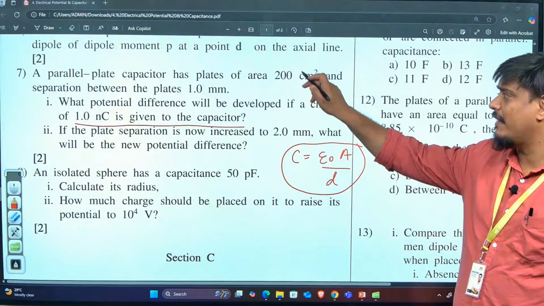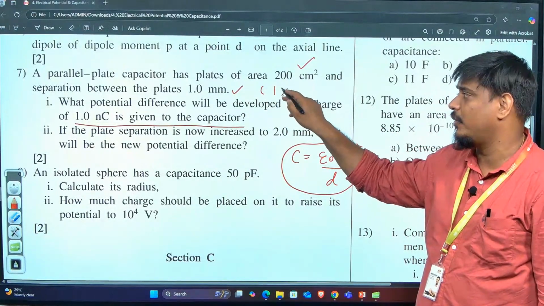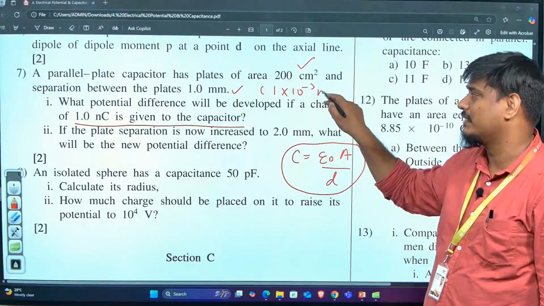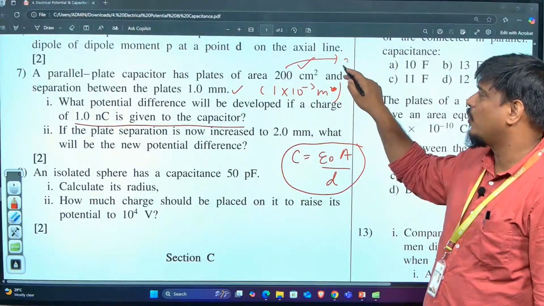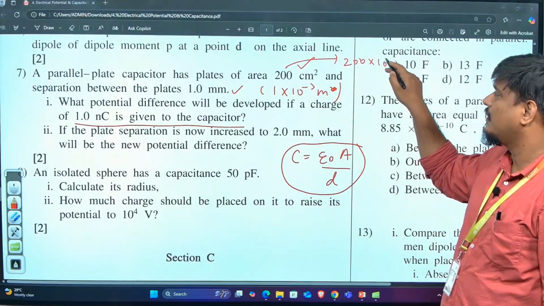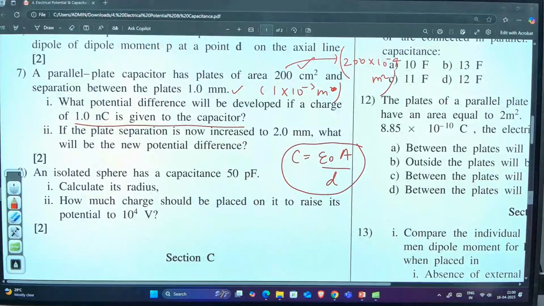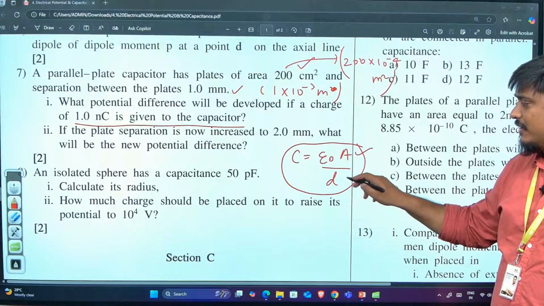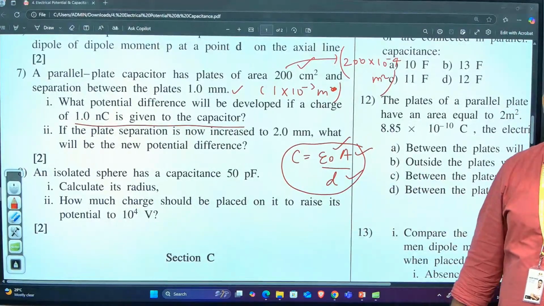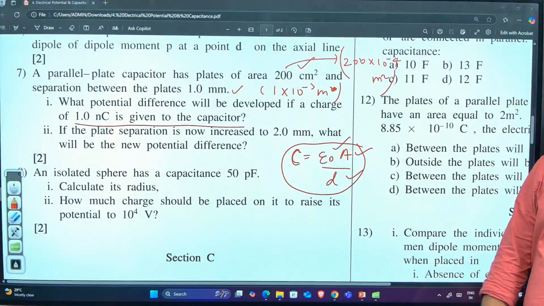Here they have given the value of area and separation also. Take in SI units: D is 1 into 10 to the power minus 3 meter, and the area will become 200 into 10 to the power minus 4 meter square. So, area is given, D is given, epsilon naught is given as 8.85 into 10 to the power minus 12. Solve, you will get the value of capacitance, right, Kalai Chelvan?